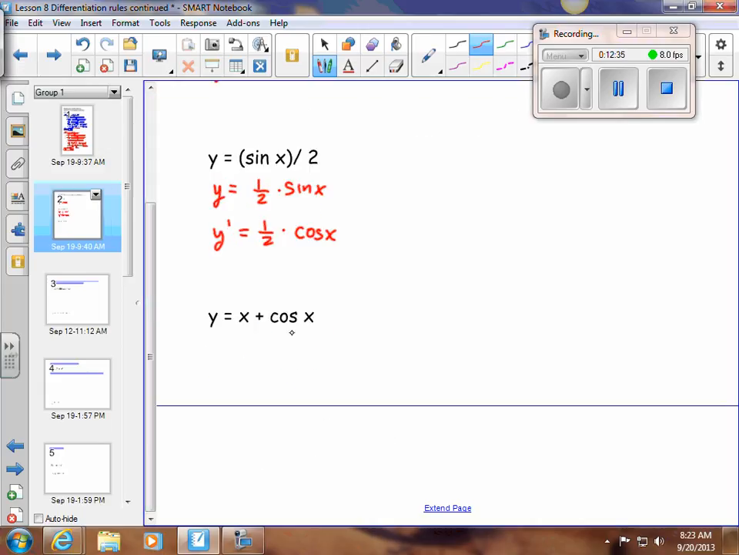So in the next example, we have a mixed function. We have a polynomial variable, I guess you could call it, and then you have a trigonometric function. Just take the derivative of each part using the appropriate rule. So y prime, the derivative of x is 1, and the derivative of cosine of x is minus sine of x.